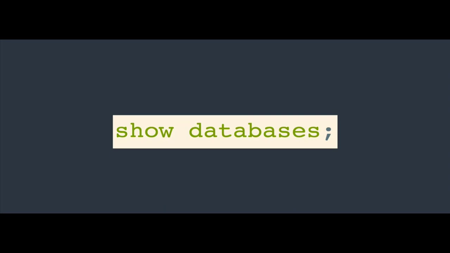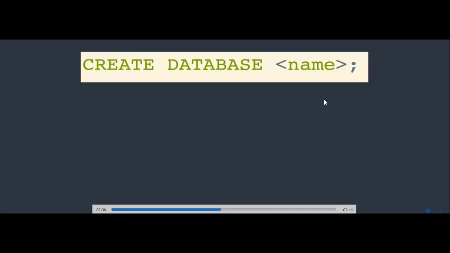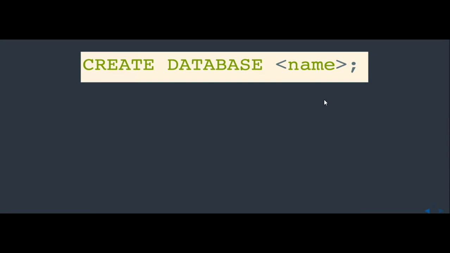SHOW DATABASES. The first line here we've already seen before, and it just lists the current databases that exist in the SQL server. The next piece of code is CREATE DATABASE, followed by the name of the database we would like to create. Where there is a variable, I'll use these brackets to signify that it is just a placeholder.